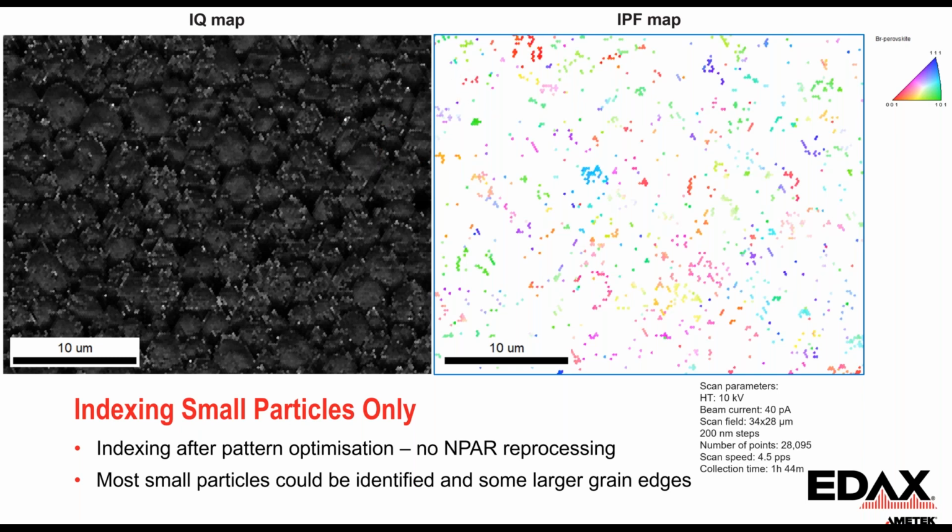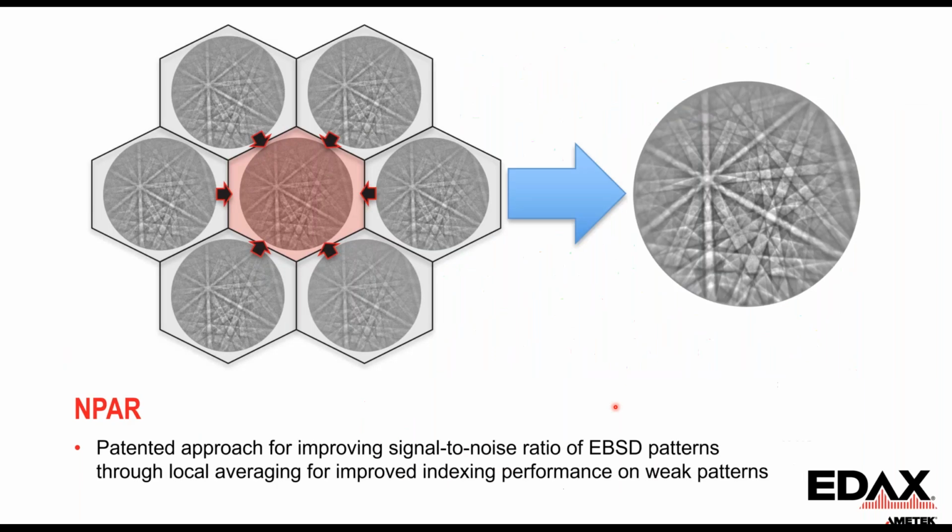And these were collected at 10 kV, 40 picoamps beam current. And so what we can do is something that we call NPAR. This is a patented approach that we developed, where we take all the patterns we saved during collection, and for each pattern on the measurement grid, we average it with the neighboring patterns.